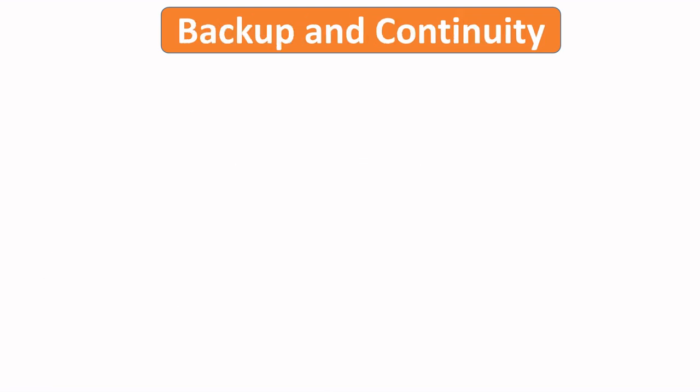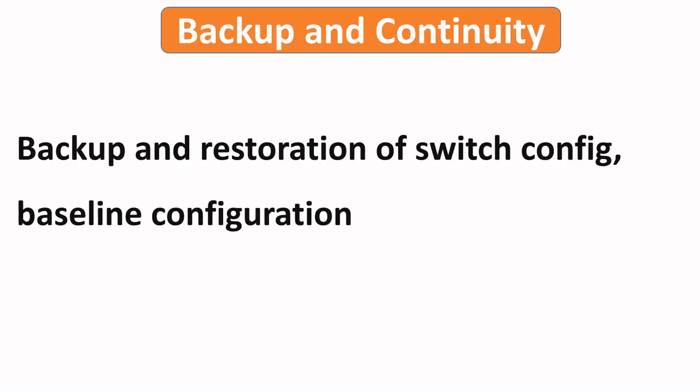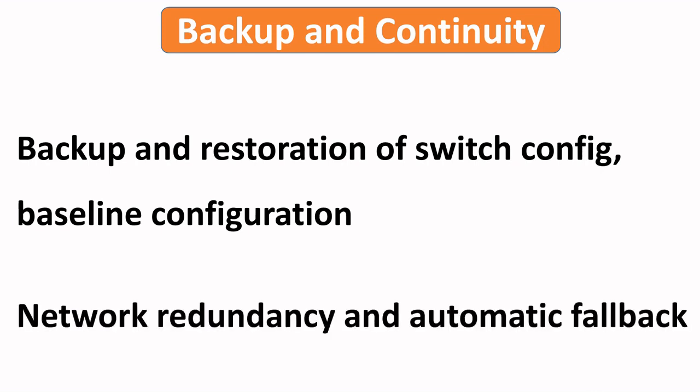Point number five, backup and continuity. Ensure ATM switch configuration is backed up and restoration is tested. Make sure the baseline configuration of the ATM switch and application server is in compliance with international standards. Ensure there is network redundancy and automatic fallback architecture implemented between DC and DR.